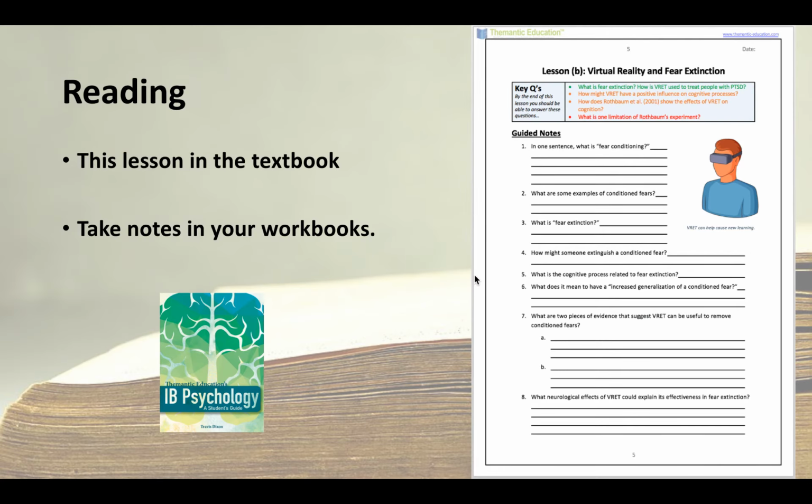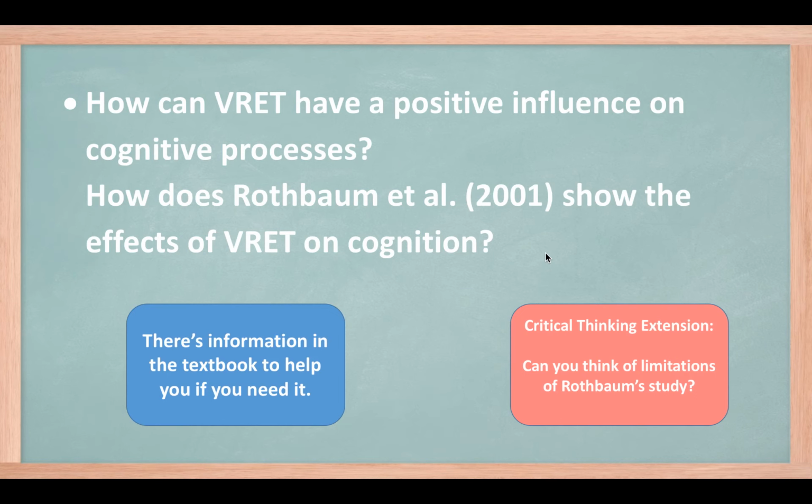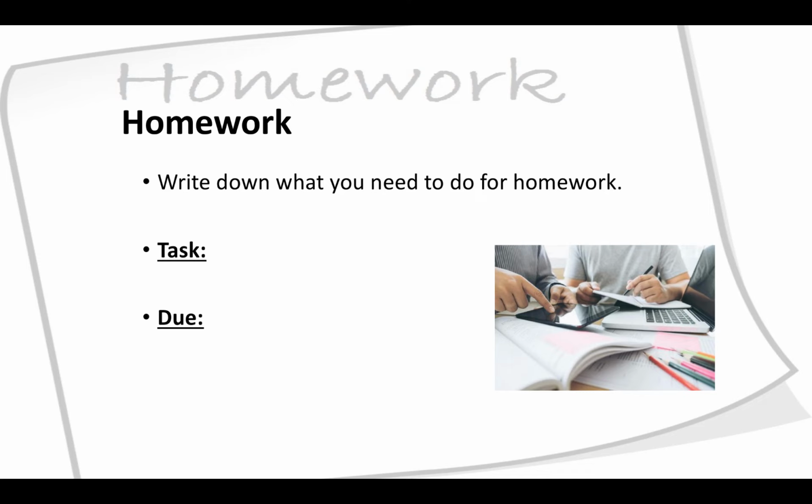All right, and then because it's a little bit tricky, I get students to read the textbook after we've done all that, and then this is what the workbook looks like, and there are some guided notes here, and they should be able to answer these questions. And so these are the two questions that they should be able to answer by the end of that lesson. So that's the end of the second lesson, looking at how the technology of VRET can influence associative learning or fear extinction.